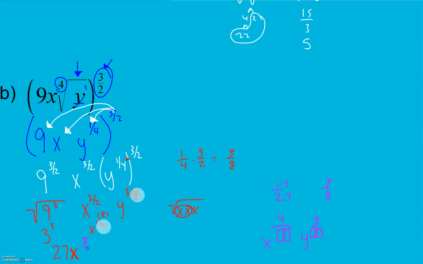So that denominator becomes my index. My exponent comes from my numerator in both of my variable terms. So I have 27x times the cubed root of x to the 4th power y cubed. And this is as simple as I can get it because I have exactly one radical and everything that can come out is already out.